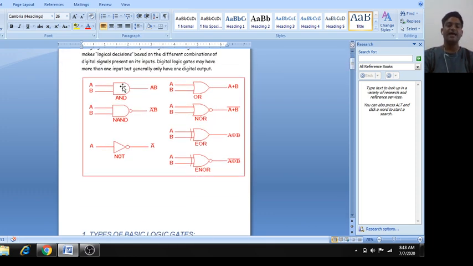This is your AND gate, the symbol of the AND gate. This is the symbol of the OR gate. This is the symbol of the NAND gate, NOR gate, XOR gate, and XNOR gate.